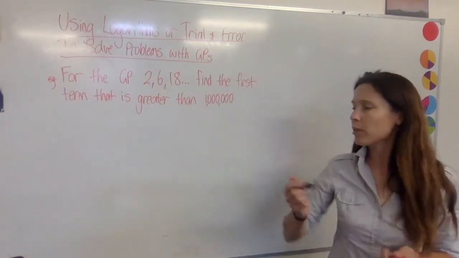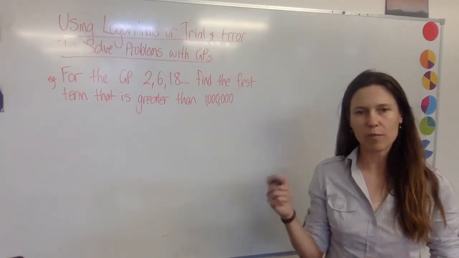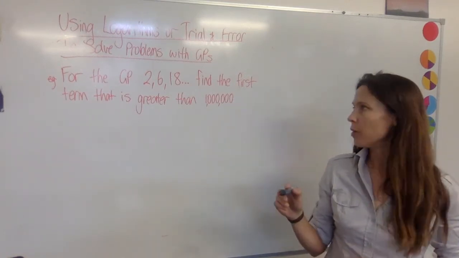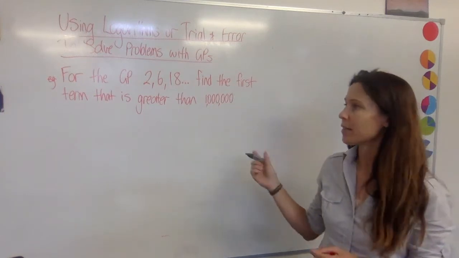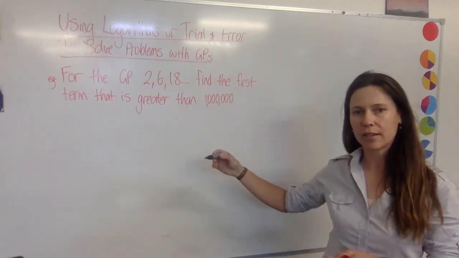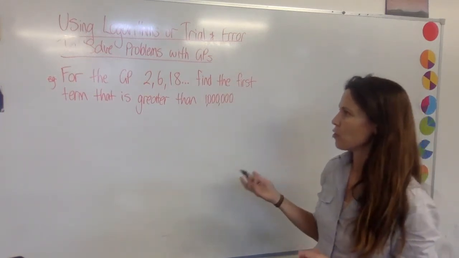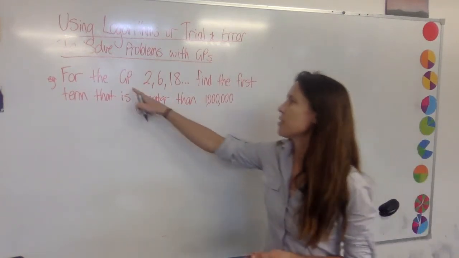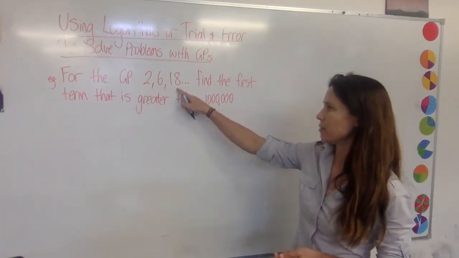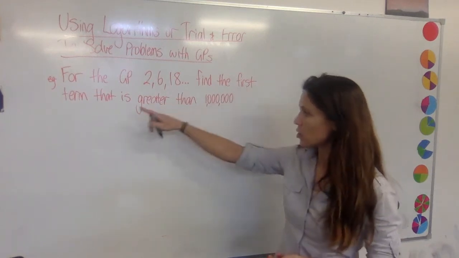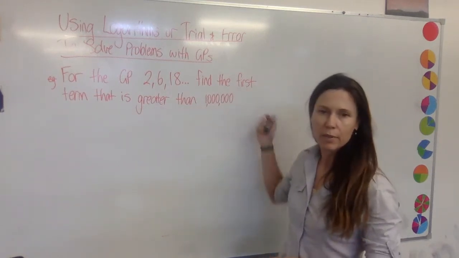And the main point that I want to get across is choose whichever method that you like to solve the problem. I'm going to solve this as many ways as I can think of, but all of the ways are going to start the same, and then I'm going to break up into some different strategies. So for this GP, 2, 6, 18, ... find the first term that is greater than 1 million.